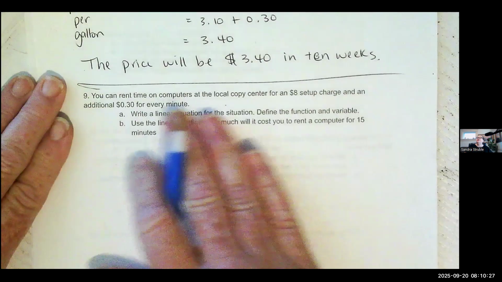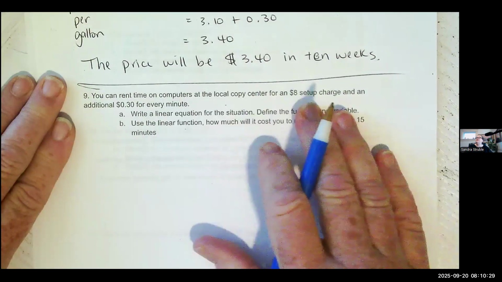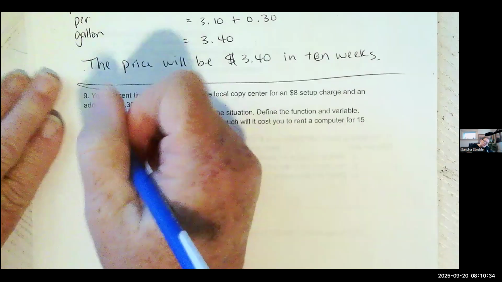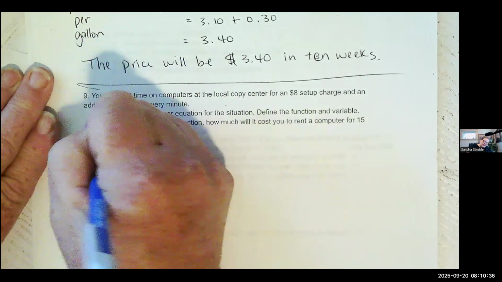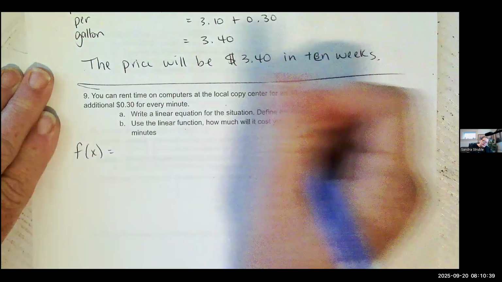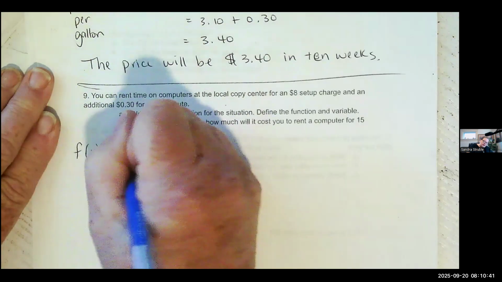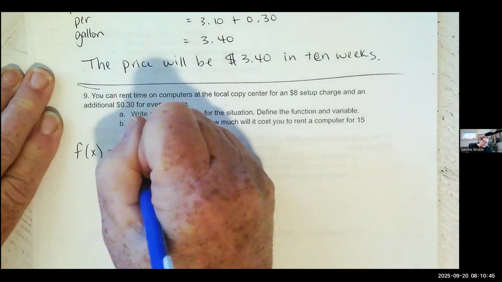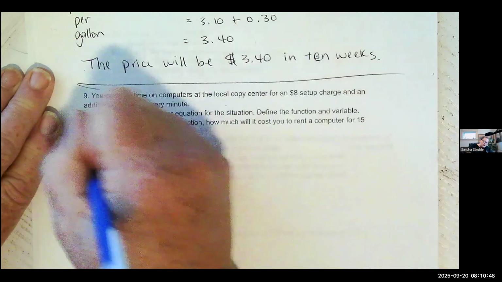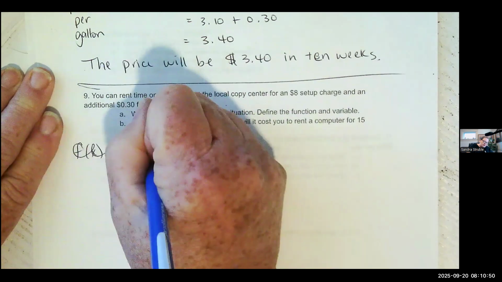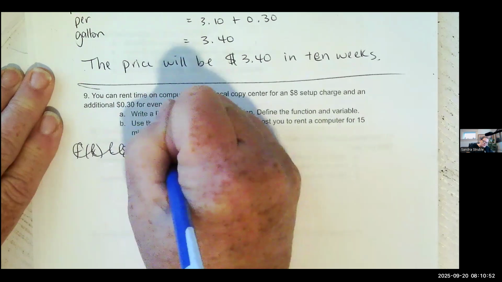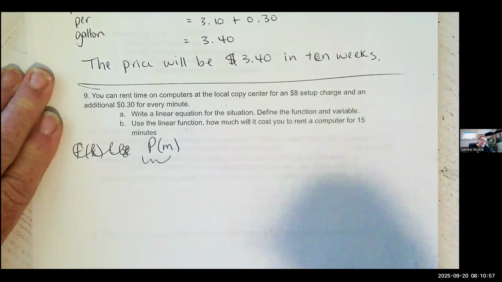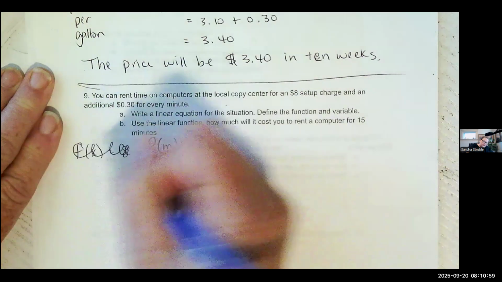You can rent time on computers at the local copy center for an $8 setup charge and an additional 30 cents for every minute. That's a linear function if I've ever seen one. So f of x is equal to the initial value, $8. That's the initial price. And then they're adding another 30 cents for every minute. So maybe not using f of x. Let's use price per minute. That makes more sense. If you used f of x, I'm totally cool with that. You should know that by now.